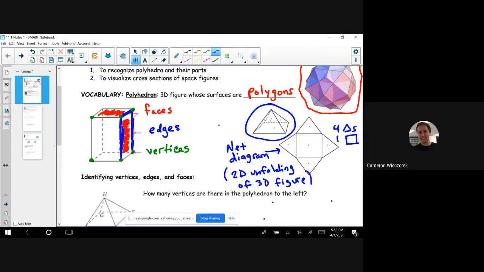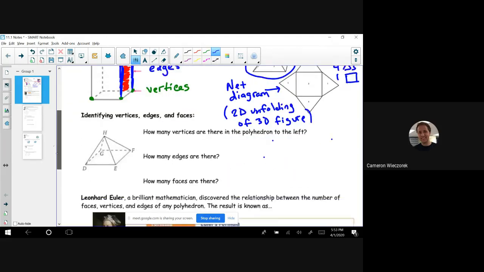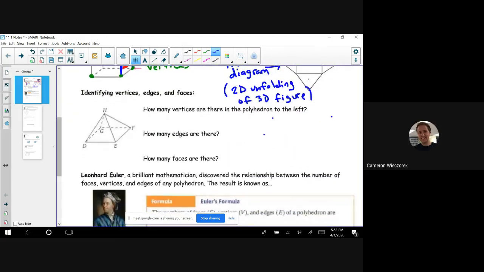And we'll be drawing some of those and analyzing some of those in a little bit. Okay, first thing, let's identify some vertices, some edges, and some faces for this pyramid that I have here. And it's really just a counting game. First question wants to know how many vertices are there in this polyhedron that I have on the left-hand side.